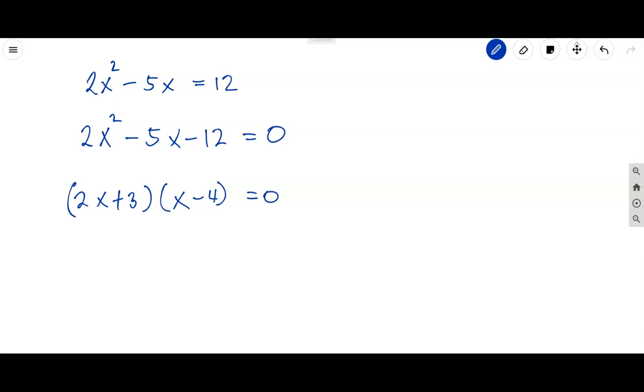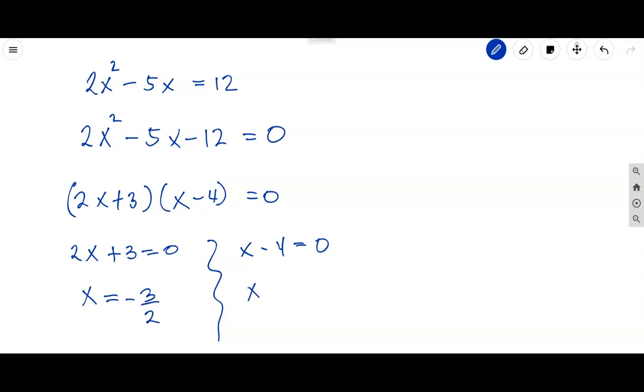So therefore, for the value of x, 2x plus 3 equals 0, and the other one we will have x minus 4 equals 0. So the value of x is x equals negative 3 over 2 and x equals positive 4. So these are the two values now. If you are going to use that to check, be sure that it will be equal.